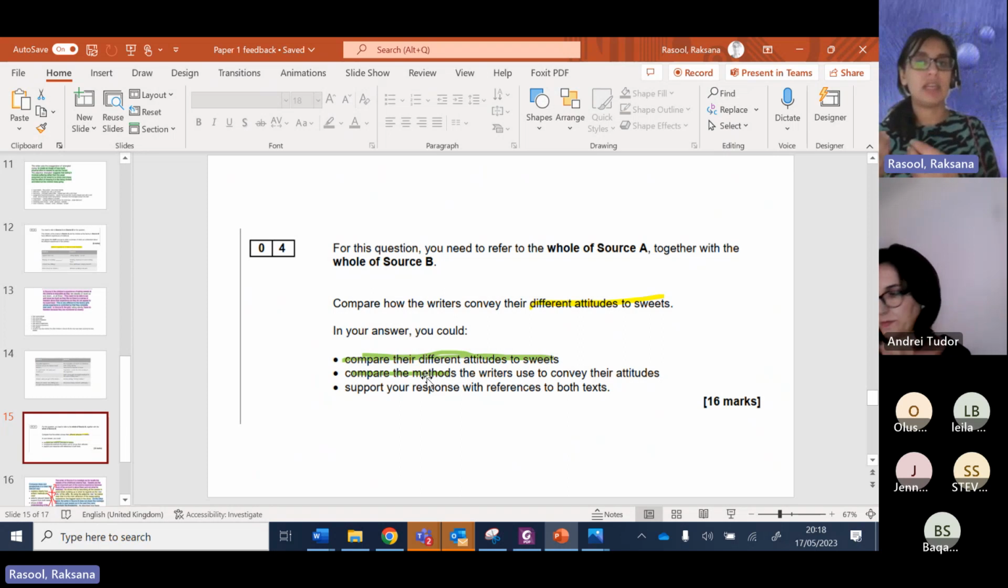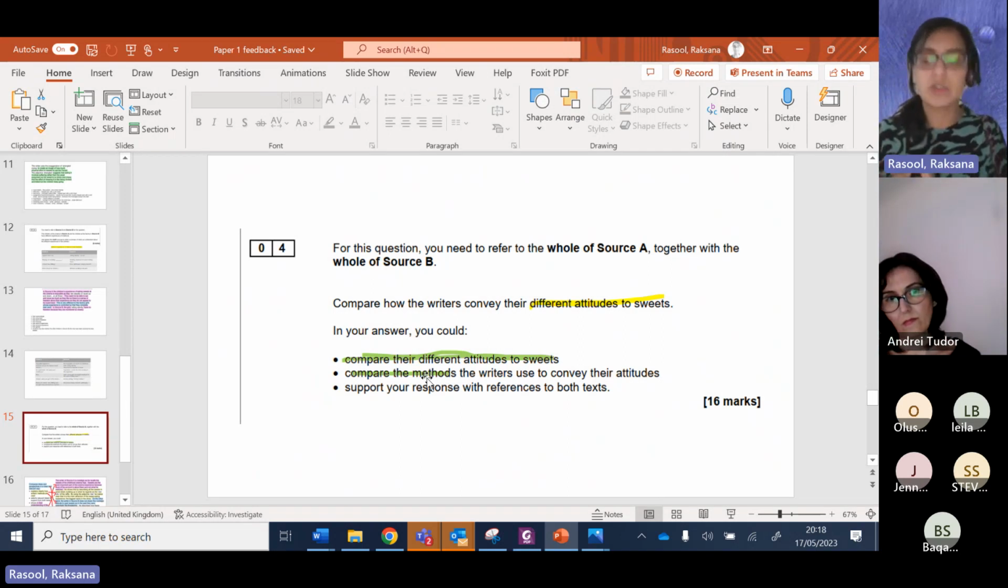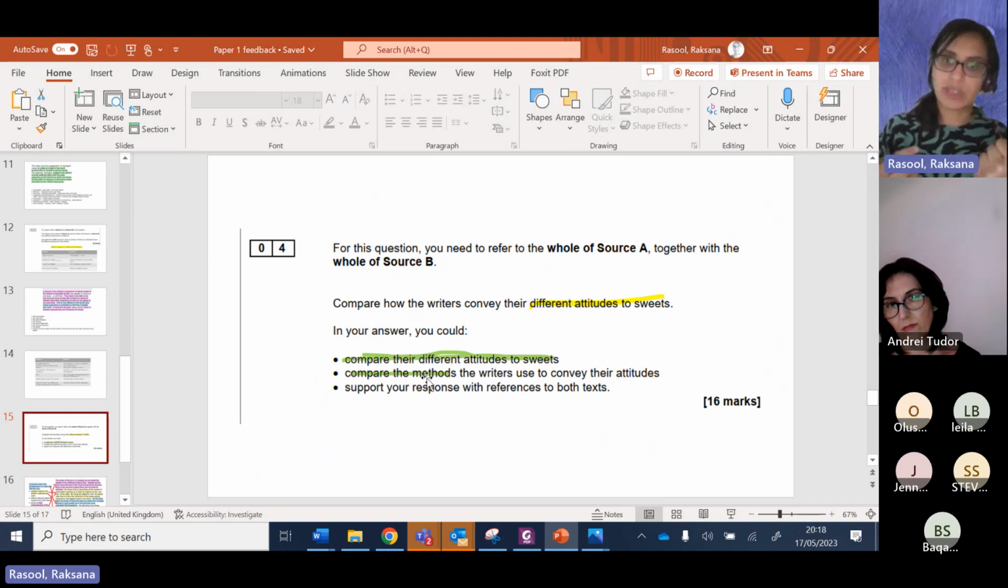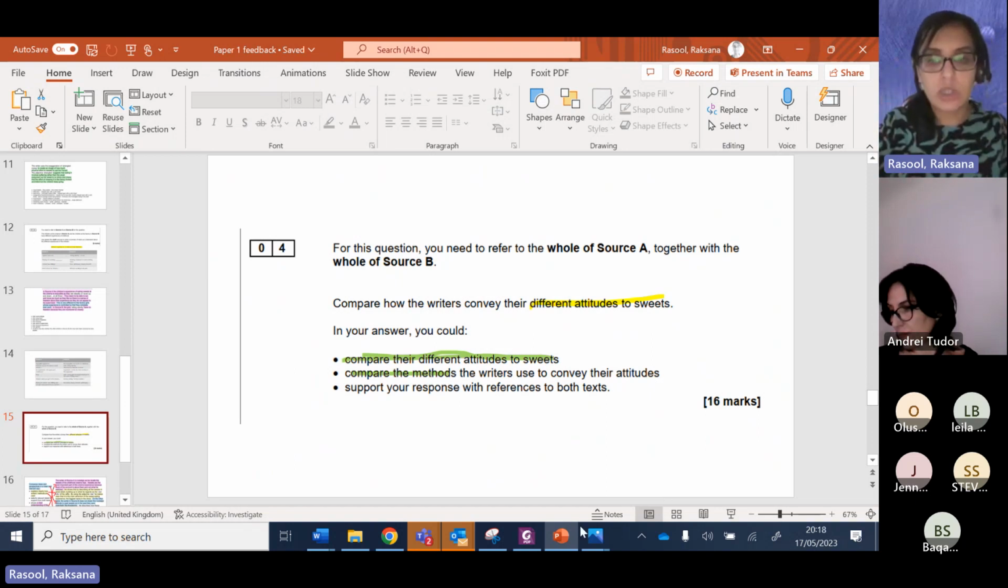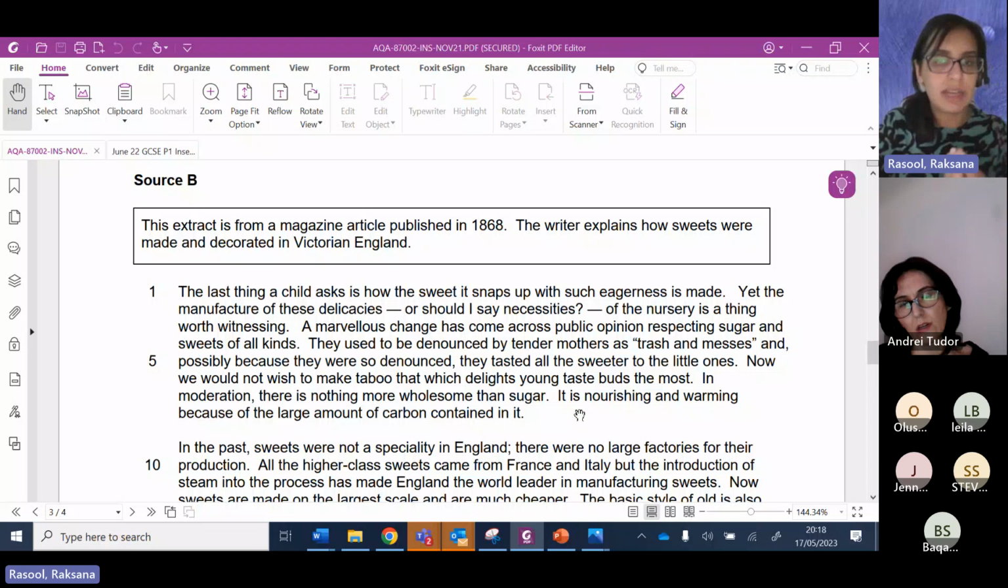Whereas the attitude in source B is a bit more serious towards sweets. There is more acceptance of sweets, but there is a danger of sweets in the past, and you'd use the vocabulary, the repetition of the virulent poison. But you'd also say the way that the sweets are described now, as if they are almost healthy, talking about the hue that the girls had, the rosy hue. It also talks about nourishing and warming. You've got almost a scientific language as well to describe sweets.